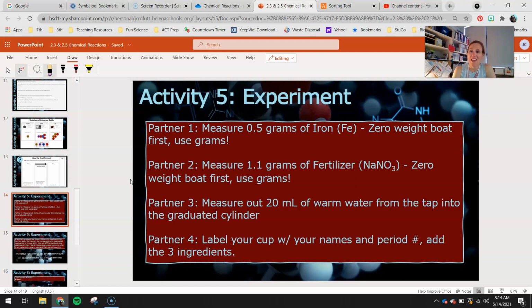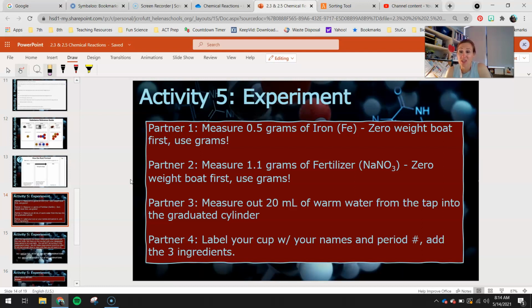Hit 0. And then you guys are going to measure out 1.1 grams of fertilizer, which is NaNO3. Okay? You guys need exactly 1.1. Don't go 1.2 or 1.0. So you guys can kind of add or remove as necessary. And then once you guys have that, again, you'll take that over to partner 4. Partner 4 will add that to their beaker.